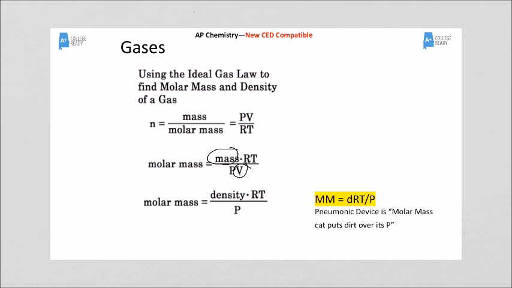Another way, just because this is not on the formula sheet either, it's just a specialized version of PV equals nRT. I was given a mnemonic device: if you do the abbreviation, as you see I've highlighted, molar mass cat, because you think of those memes. Molar mass cat puts dirt, DRT, over its P. So anyway, that might be one way to remember that if you ever need it.